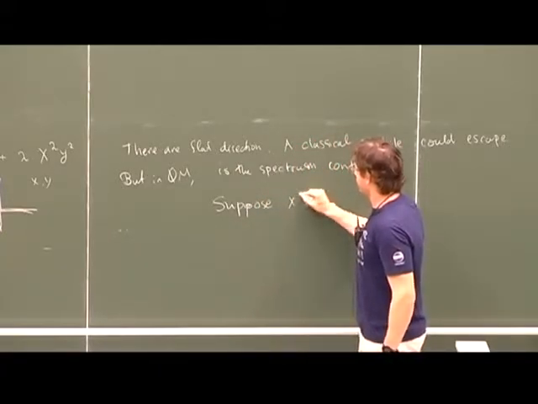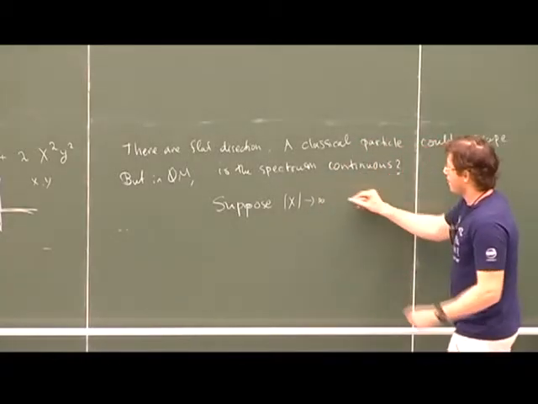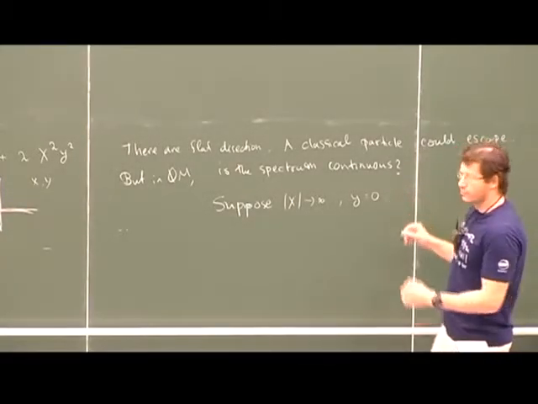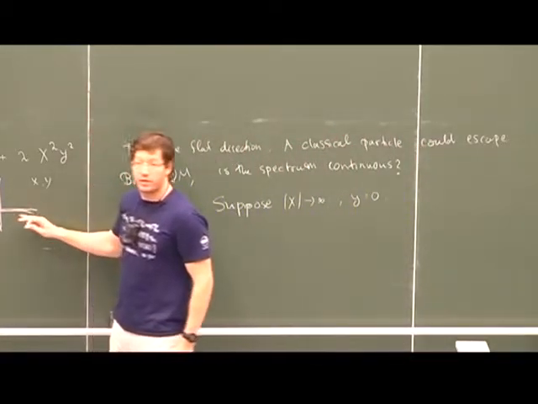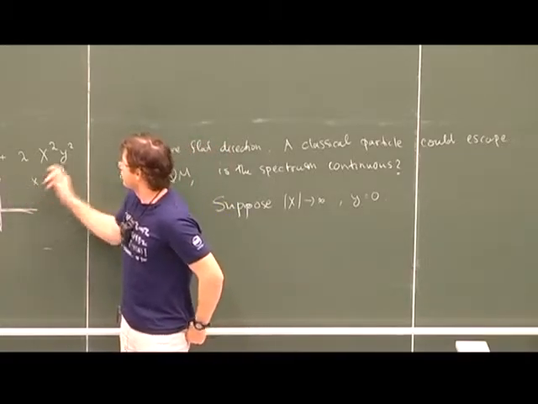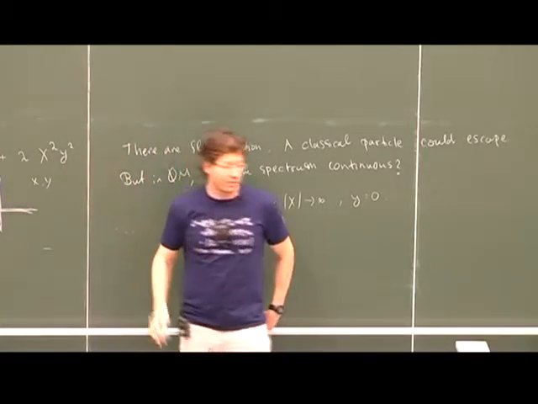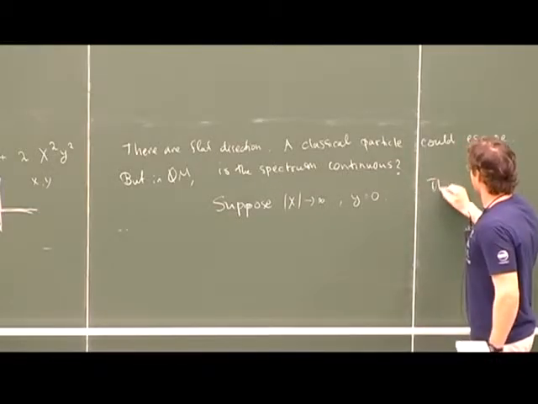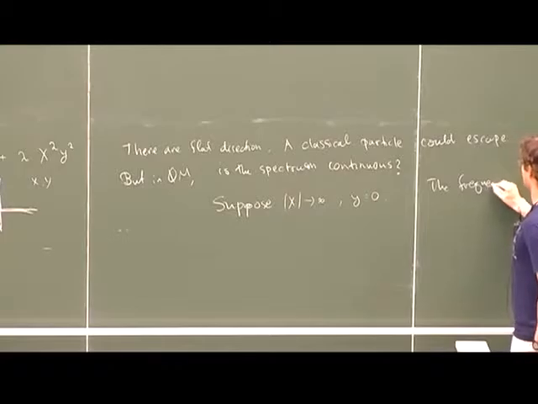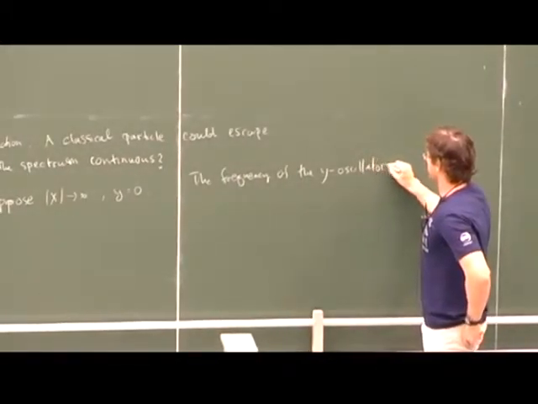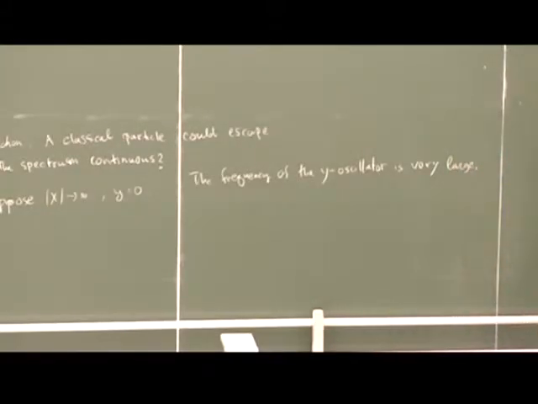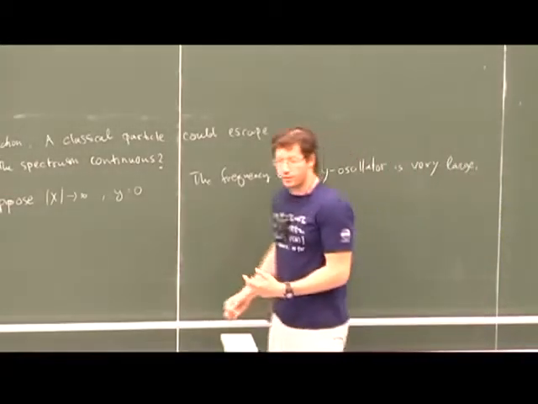Suppose somehow we have x, which is very, very large in absolute value, and y is zero. So that's one of our flat directions. Now, the spectrum of small oscillations around some point very far on the x-axis is that the y oscillator is very, very heavy. So the effective frequency of the y oscillator is very large when you're at large x. So that means that it's a heavy degree of freedom, and it would not fluctuate too much for a large enough x. So we can integrate it out.